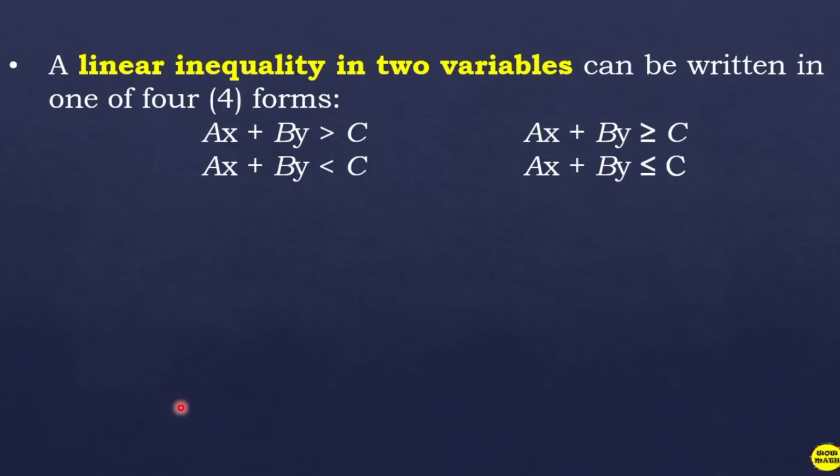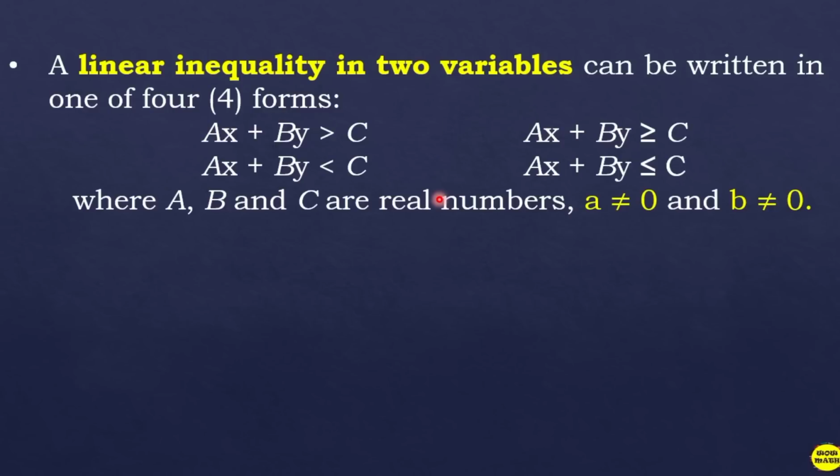Ito po yung apat na forms niya. Ito yung makikita natin when we talk about linear inequality. Makikita mo na dyan si greater than, si less than, si greater than or equal, at si less than or equal. Okay? Now, always remember that your A, B, and C are real numbers, and your A and B should not be equal to 0. Yan po ang tatandaan kapag sinabi nating linear inequality in two variables.